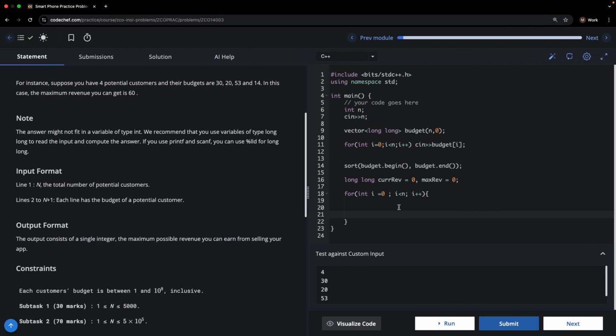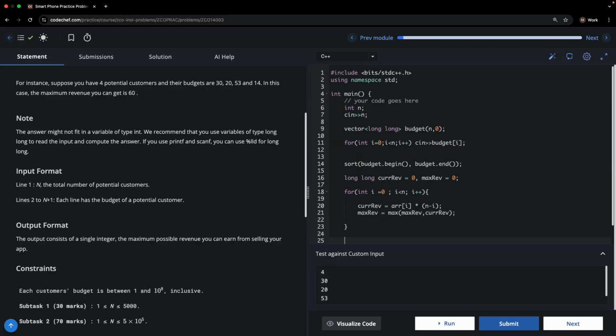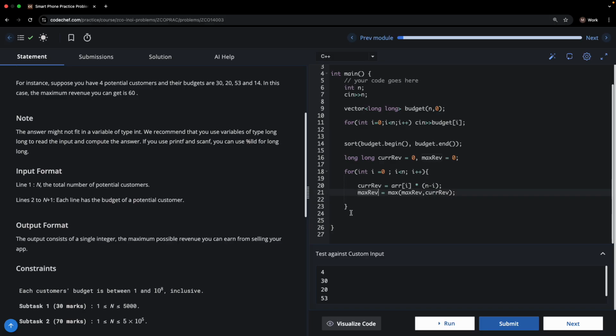So the value of the current revenue for a particular price will be equal to array of I times n minus I. Now we can simply compare this current revenue with the maximum revenue. So max revenue is equal to maximum of max revenue comma current revenue. Once we are out of this for loop, our final answer will be stored in this variable, which is max revenue. So I can simply say cout max revenue over here.